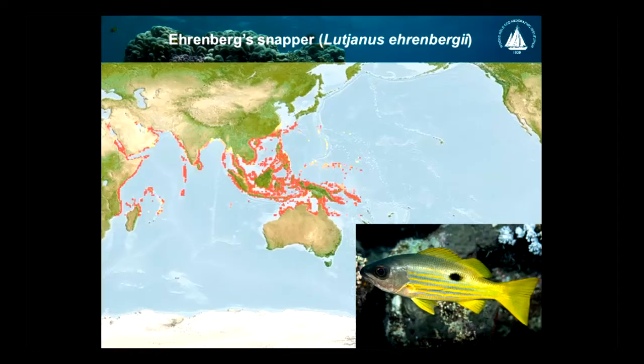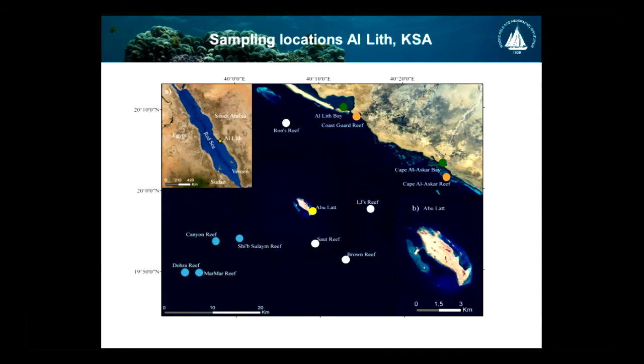And so we decided to test this in the Red Sea using a very common snapper, Lutjanus ehrenbergii, that's widely distributed throughout the Indo-West Pacific. And in this case, we sampled at a site just south of Jeddah in Al-Leith. And what we're going to do is look at samples that are collected from nearshore habitats, both inshore seagrass, mangrove areas. Here's coastal reefs.